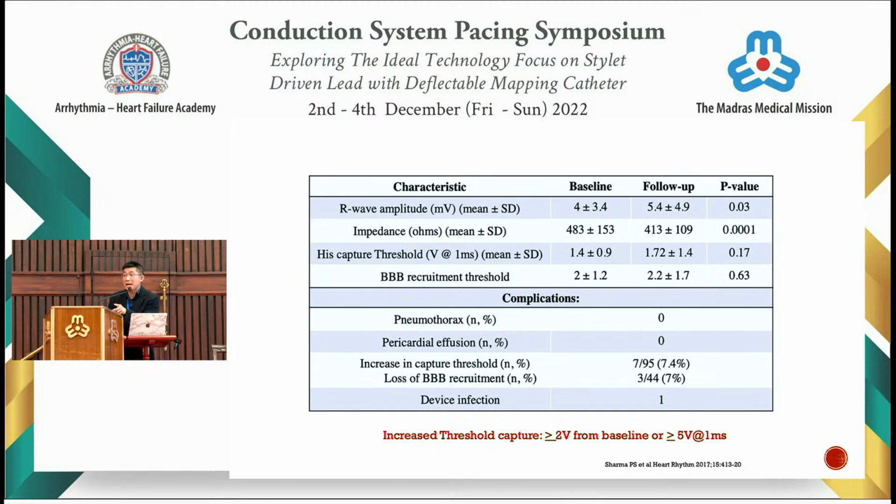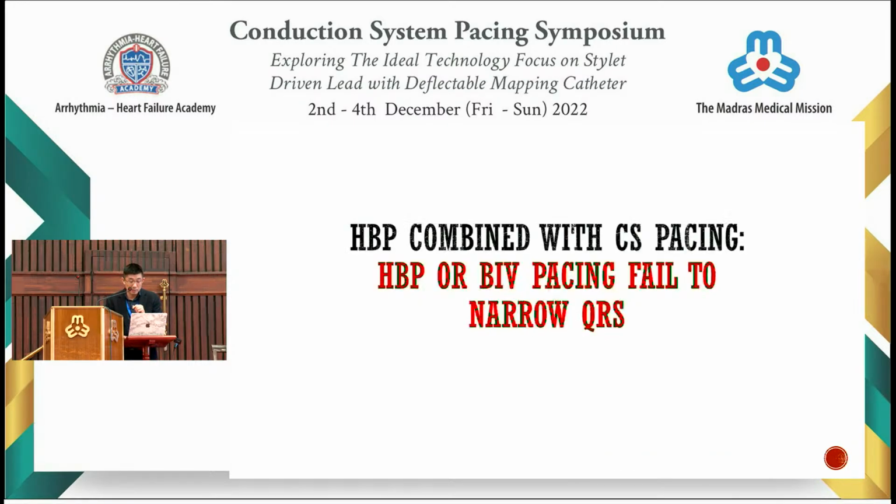We all saw what happened yesterday when we were doing the case with the His bundle. The thresholds were a lot higher. With bundle branch recruitment to correct those bundle branch blocks, it also came at a price: thresholds. You needed a heck of a lot more output to do it, and there's almost 7% loss of bundle branch recruitment, with complications in the future. So that's the problem with His bundle pacing.